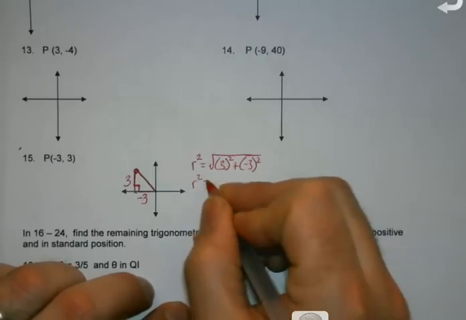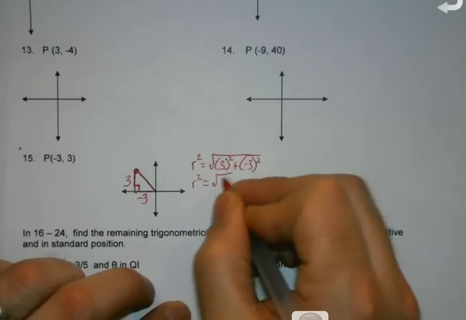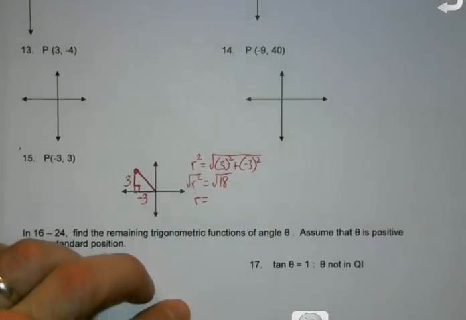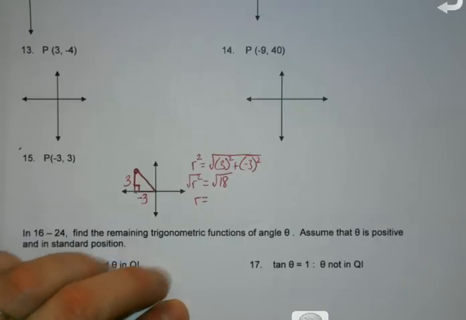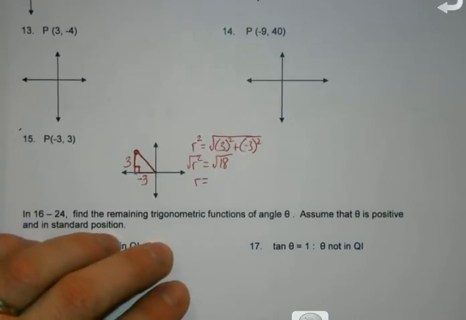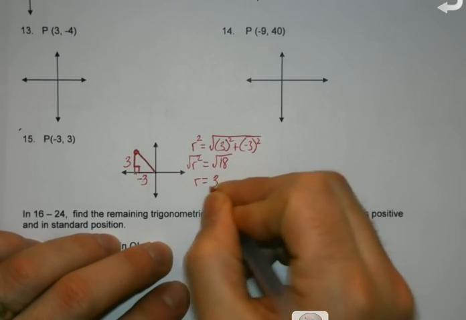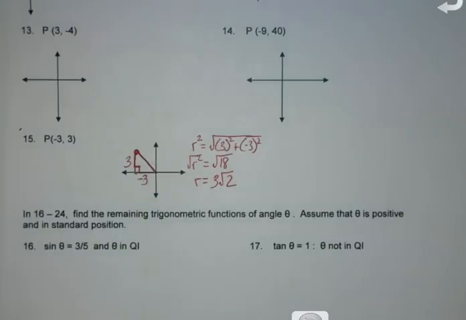But if you get a decimal, we don't like decimals. Square root of 18 broken down is 3 square root of 2. Because again, when you're looking to break it down, it's what's a perfect square that's a factor? It'd be 9 and 2, so I can get 3 square root of 2.